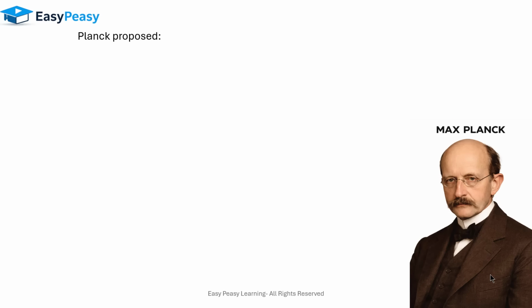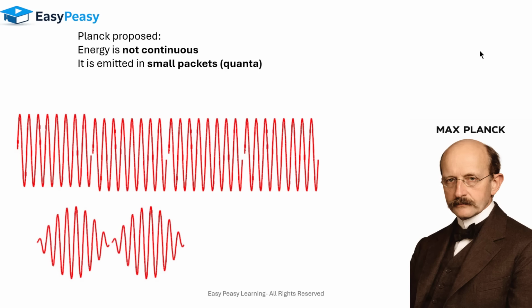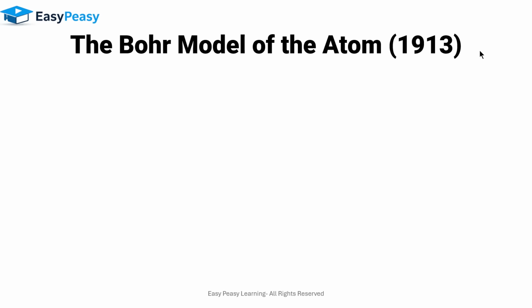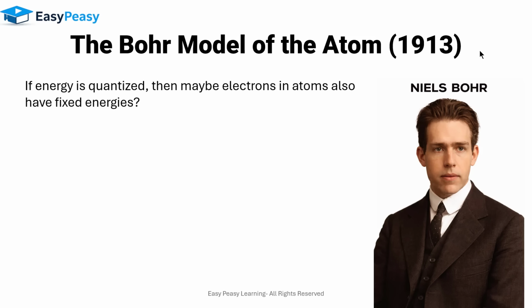So Max Planck proposed an idea that energy is not continuous like this, as you can see over here. Rather, energy is emitted in small packets like this, called quanta. So only certain energies are allowed according to this concept. Then comes Bohr. In 1913, Niels Bohr combined the idea of Max Planck with Rutherford's. He said that if energy is quantized, then maybe the electron in an atom also has fixed energies.